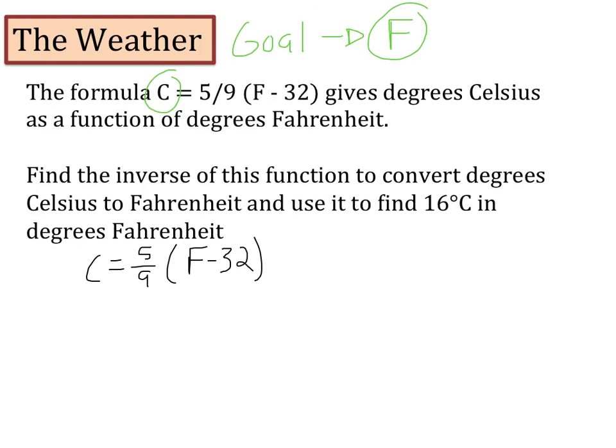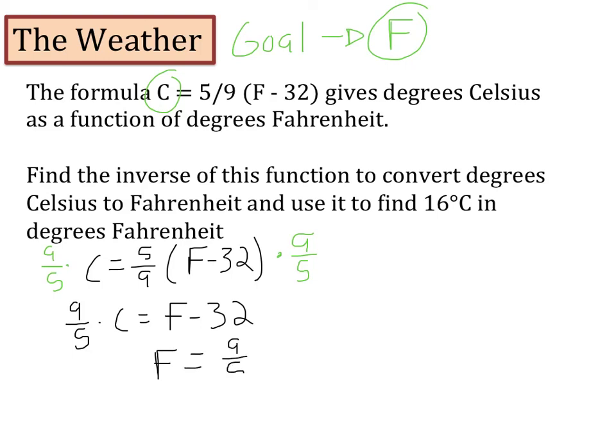So first thing we'll do, multiply both sides by 9/5. Then we have 9/5 times C equals F minus 32. Then we just add 32 to both sides. So we have F equals 9/5 times C plus 32.